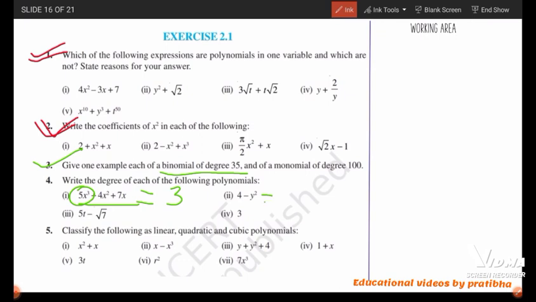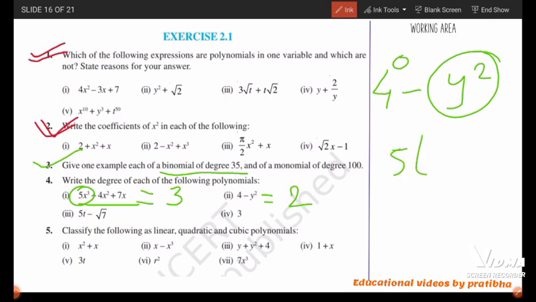Let's see the second question: 4 minus y square. The degree of 4 will be 0, as we see that the degree of a constant polynomial is 0, and the degree of y square is 2. So the highest degree is of the second term. So the answer will be 2. The next question is 5t minus under root 7. Here t has degree 1 and this is the constant, so its degree will be 0. So the highest degree is 1. So the answer will be 1. And for 3, since it's a non-zero constant, the degree will be 0. Your answer will be 0.